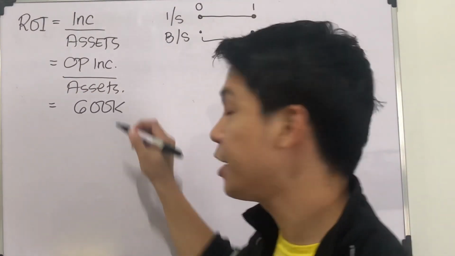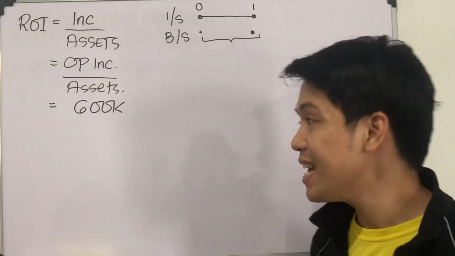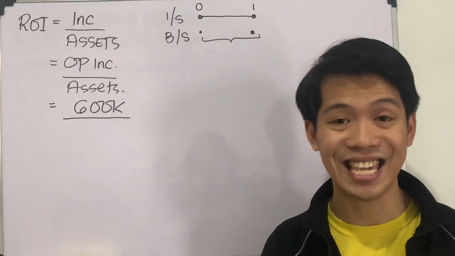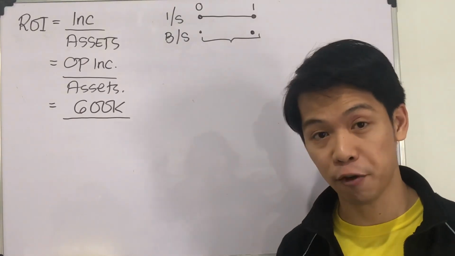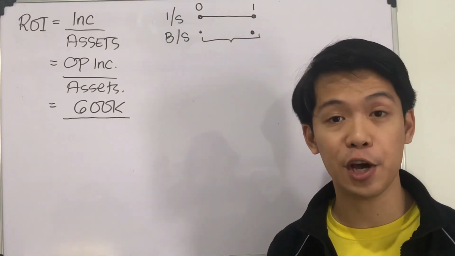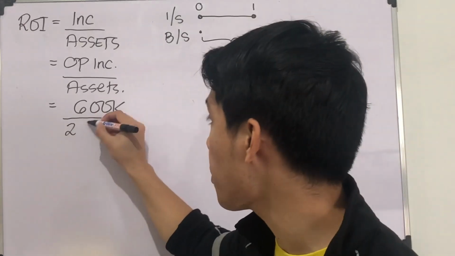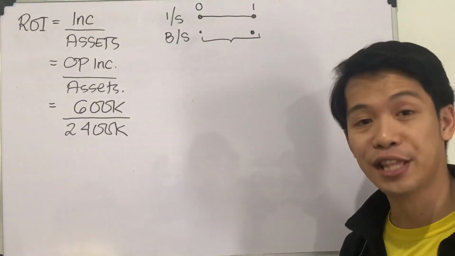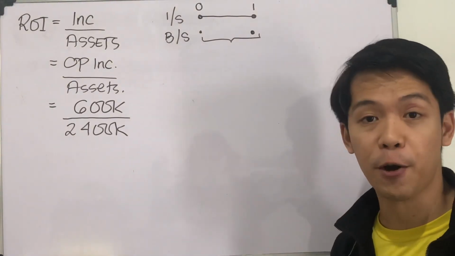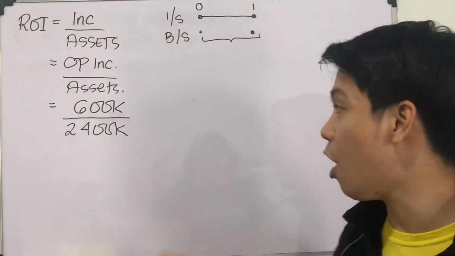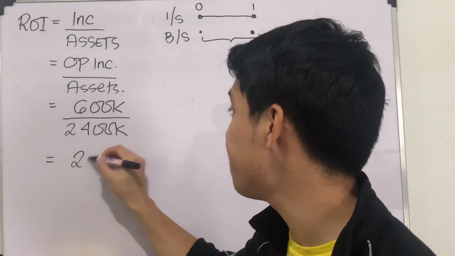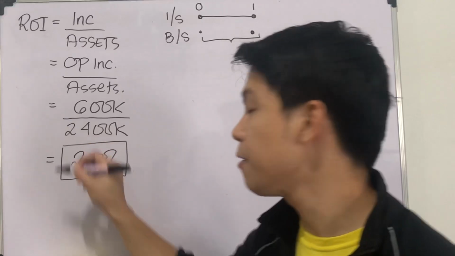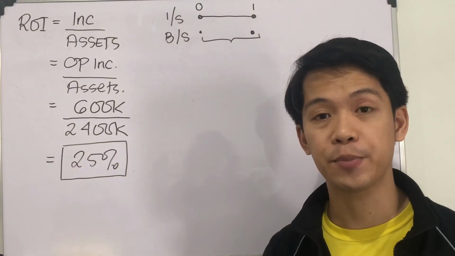Now, you have here 600,000 operating income, and divide this by the average of the beginning and ending assets. The average of 2 million and 2.8 million would be 2.4 million. 600,000 divided by 2.4 million, we would have an ROI of 25%. This is the ROI for our segment.